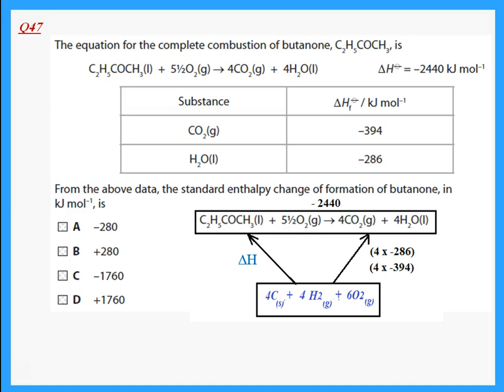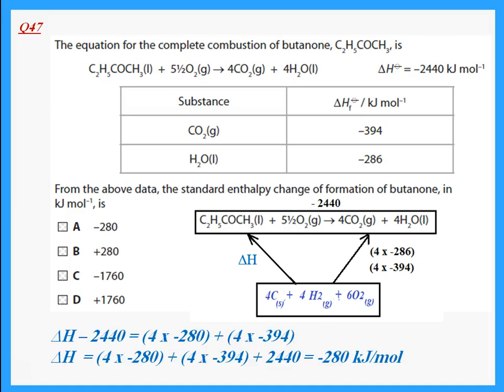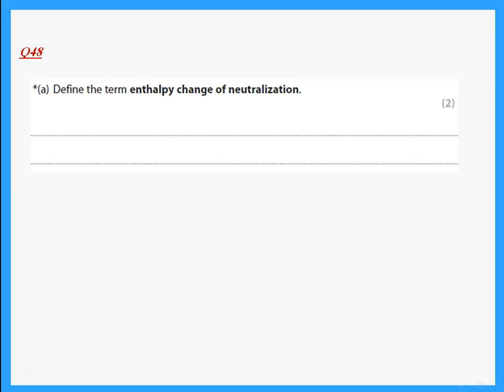Following the arrows, you should realize that delta H minus 2440 should be equal to the others. But remember again, the others have 4 CO2, so I have to multiply the delta H of formation of CO2 by 4, plus 4 water. That means I multiply that by 4 also. Solving for delta H, I get the answer.